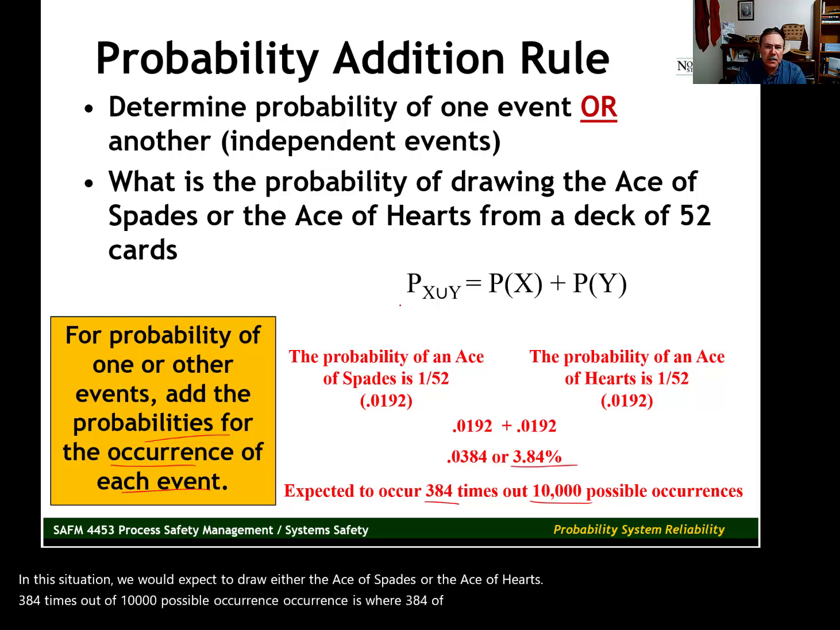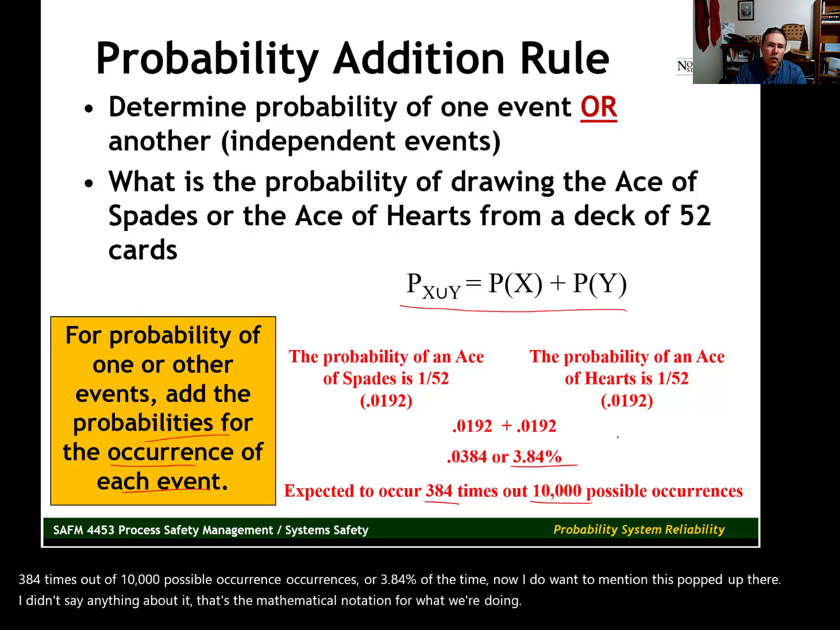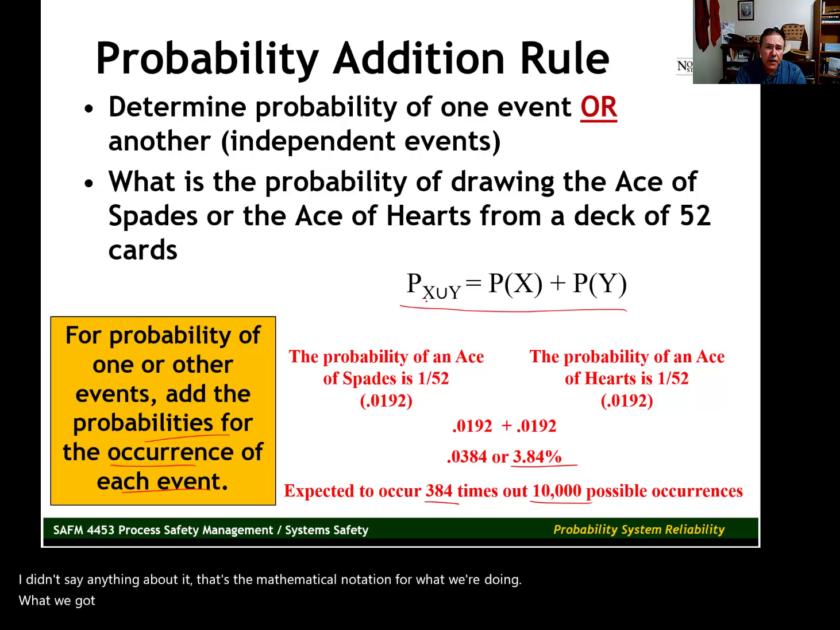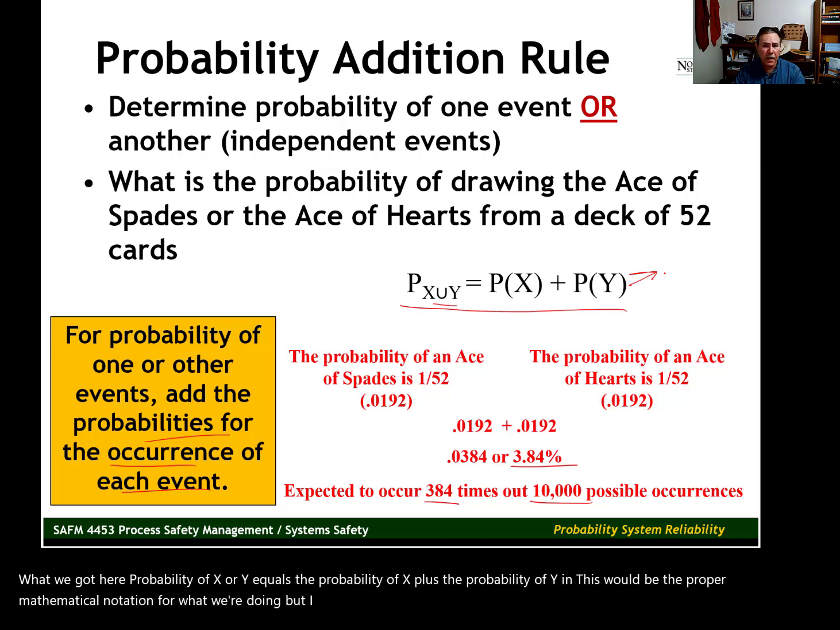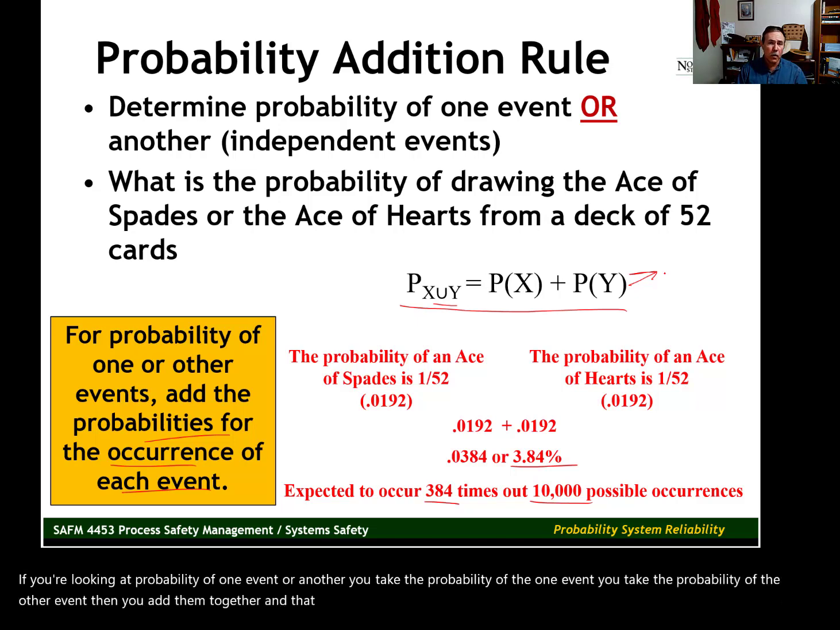Now, I do want to mention this. This popped up there. I didn't say anything about it. That's a mathematical notation for what we're doing. Probability of x or y equals the probability of x plus the probability of y. Again, this would be the proper mathematical notation for what we're doing. But I don't want you all to get caught up in that. I want you to understand the concept. If you're looking at probability of one event or another, you take the probability of the one event, you take the probability of the other event, then you add them together. And that gives you the probability of one or the other.